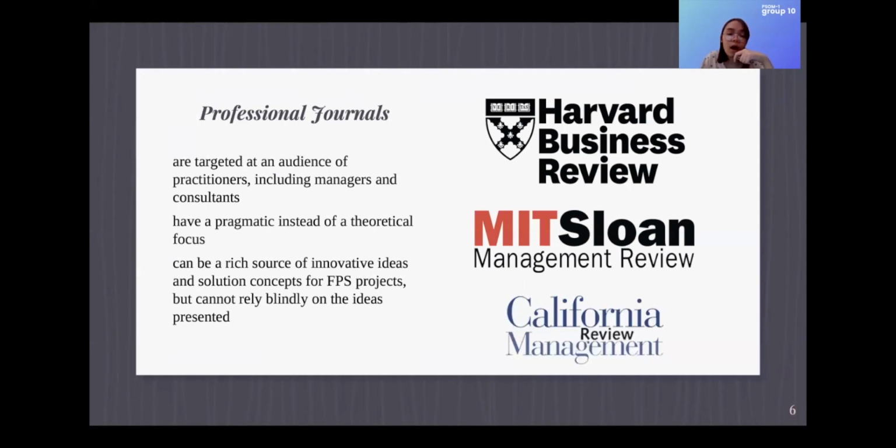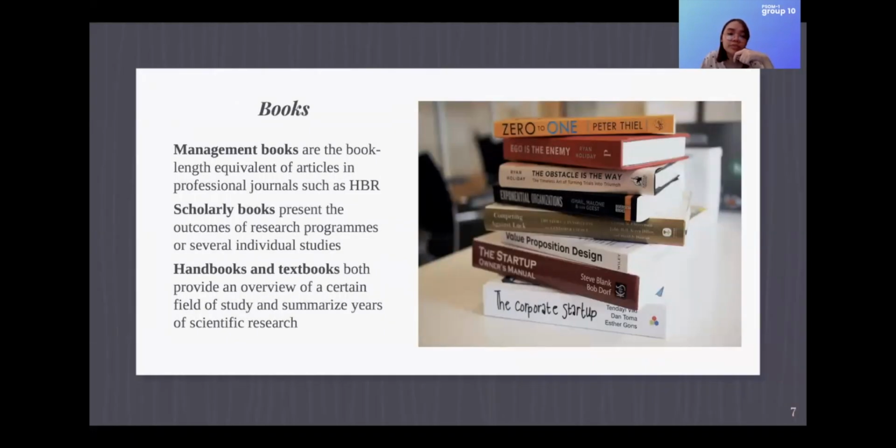Now we move on to the next type, which is books. We have management books, scholarly books, textbooks, and handbooks. These types of books differ in their value for FPS projects. Management books are often based on a mix of the author's own experience, the theories of others, and speculation, and are particularly oriented at the design, change, and improvement of organizations, making them suited as a source of ideas for redesign.